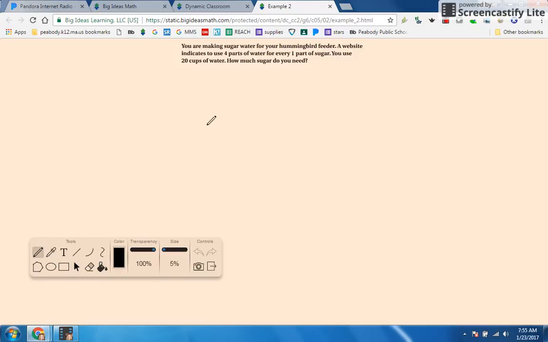So I'm going to start by making my table. This is going to be a horrendous table because I can't draw with this, but that's okay. So we should probably label a little bit. So it says 4 parts of water. So I'm just going to put a W for water just to make it easier. So 4 parts of water for every 1 part of sugar. So 1 part, I'll put an S for sugar.